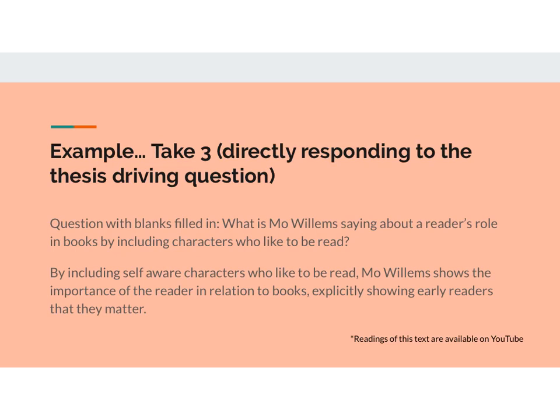So the question with the blanks filled in is, what is Mo Willems saying about a reader's role in books by including characters who like to be read? So the answer, always harder to get to the answer than to write the question. Why? What is he saying? By including self-aware characters who like to be read, Mo Willems shows the importance of the reader in relation to books, explicitly showing early readers that they matter. That one actually has a lot more of the elements there. It's a lot more concrete than the other one.